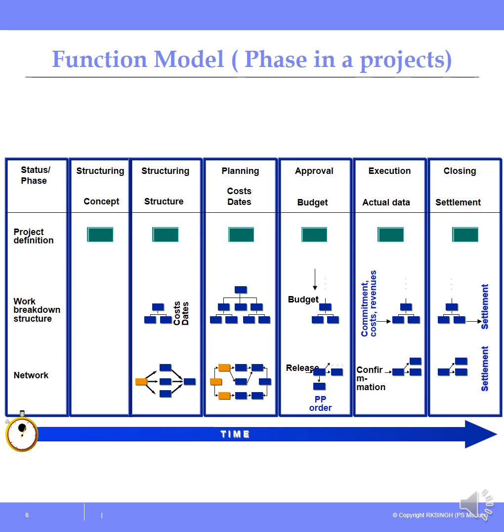This pictorial is a functional model pictorial. In that you can visualize the phases of a project. There are three phases of a project in the PS system: the project definition, WBS structuring, and network. With the combination of these three phases, we can complete a project from creation to completion.